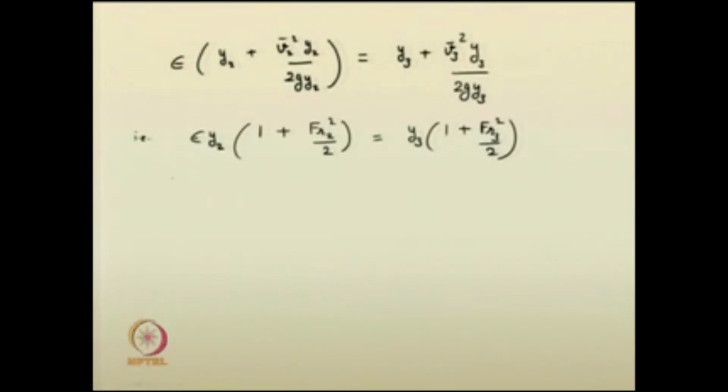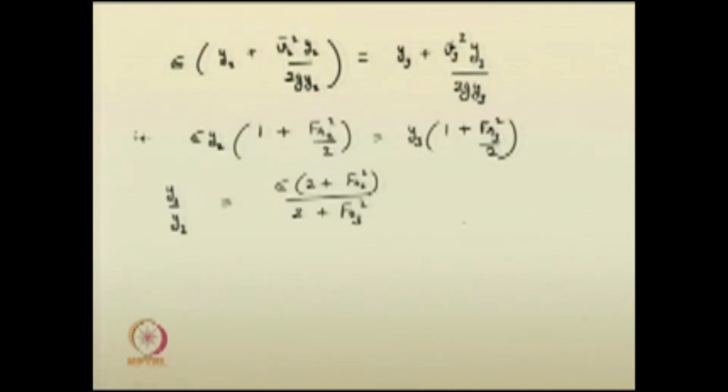You can find it as a ratio now, say y 3 by y 2. Here it is nothing but equal to epsilon times 1 plus Fr 2 squared by 2, or if you want you can cancel 2 from the denominator. That way I can multiply the quantities by 2, so it becomes epsilon times 2 plus Fr 2 squared by 2 plus Fr 3 squared, like this also I can write.